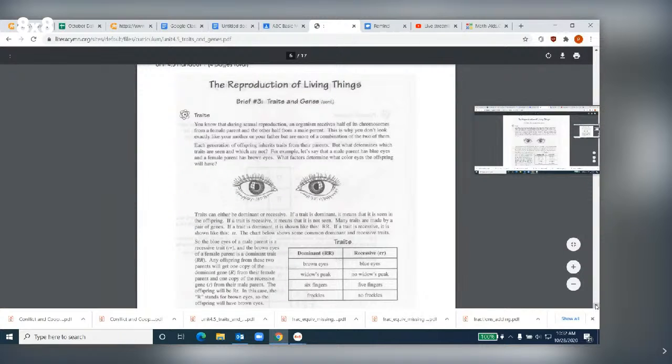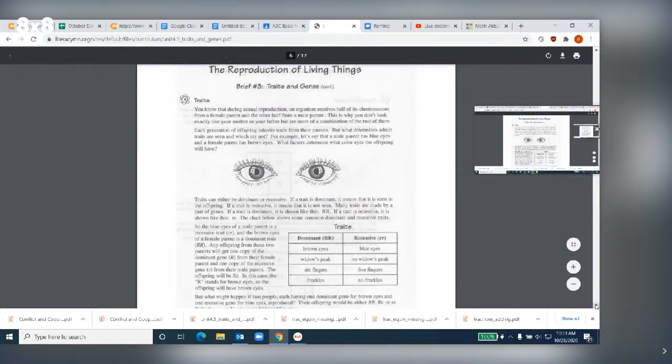So the blue eyes of a male parent is a recessive trait, and the brown eyes of a female parent is a dominant trait. So you have little r's recessive, dominant is capital. An offspring from these 2 parents will get 1 copy of the dominant gene from their female parent and 1 copy of the recessive gene from the male parent. In offspring, it'll be capital R, lowercase r. In this case, the R stands for the brown eye, so the offspring will have brown eyes. And that's based off the capital R. Okay, you can see, so they got the dominant R and the lowercase r. So that would be basically brown eyes.